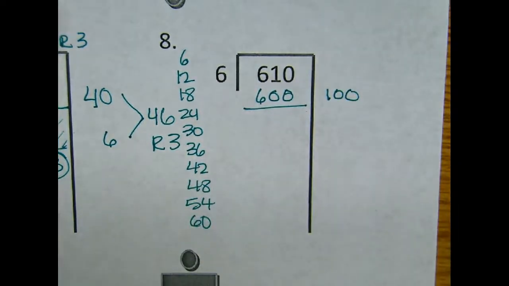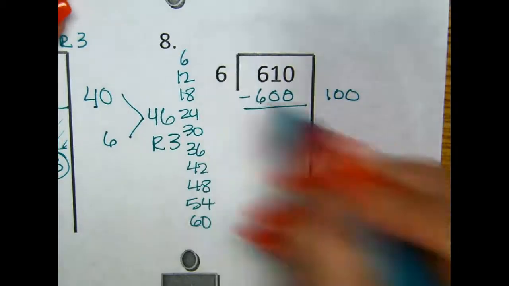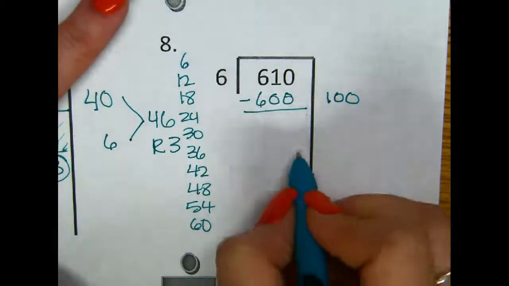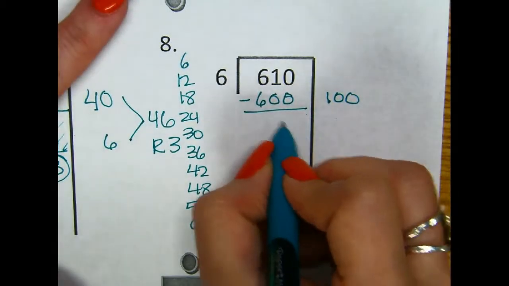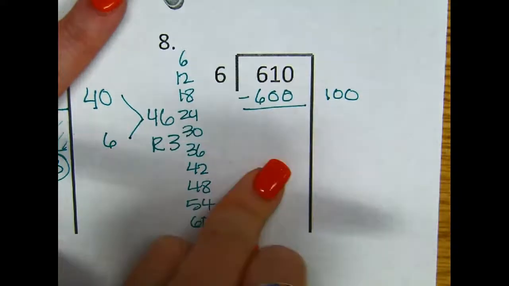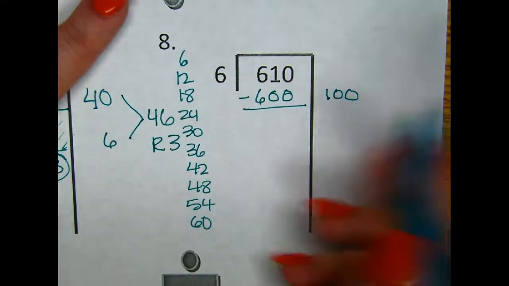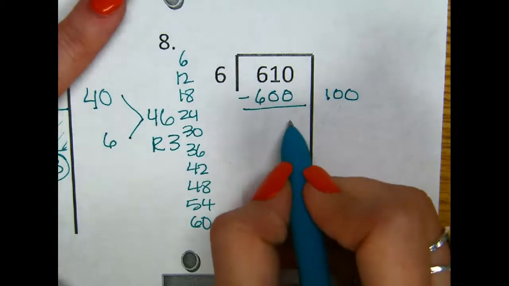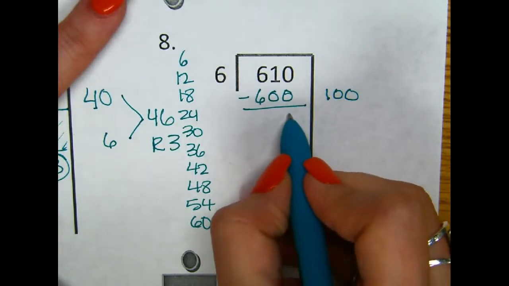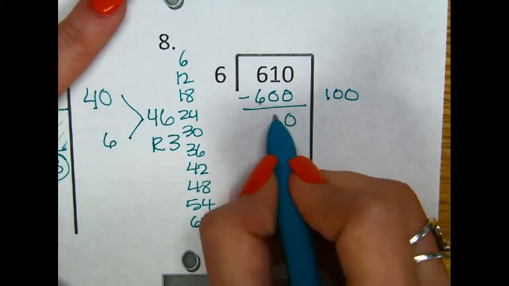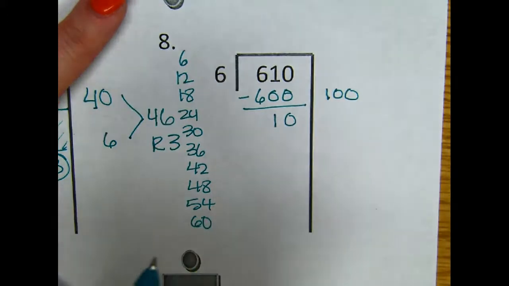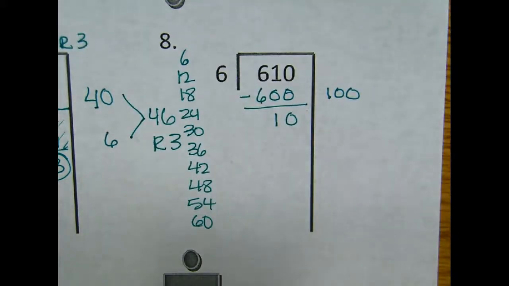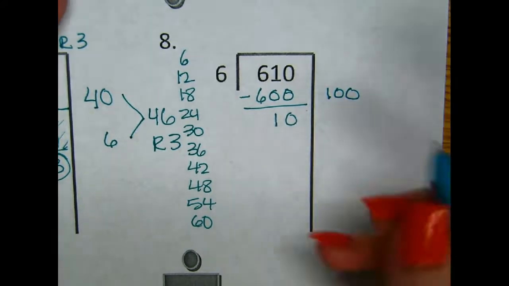Great. Now what? Subtract. Okay, hang on. Are y'all with me so far? Yes. Okay, y'all are telling me what to do. So subtract. So where do I start? From the one place. Okay. 0, 1, 0. Okay, good. So what do I have left? 10. Can I do that? You can do one group. How many groups? 1.